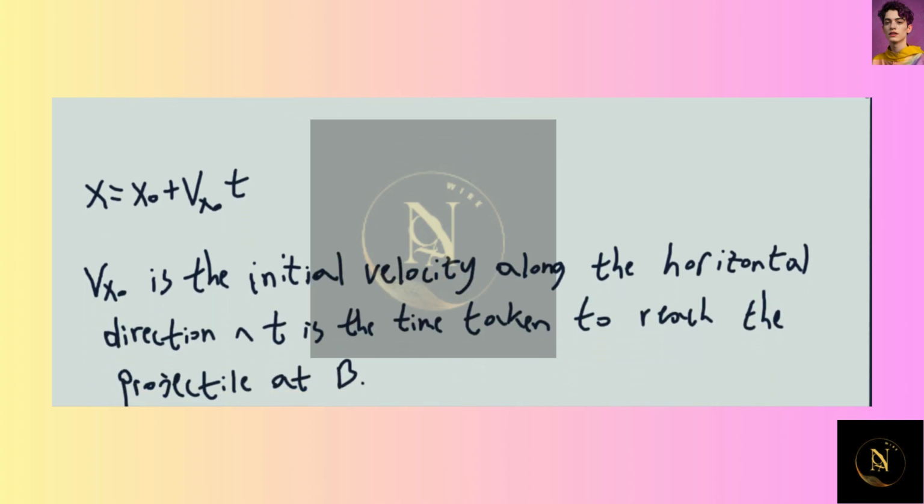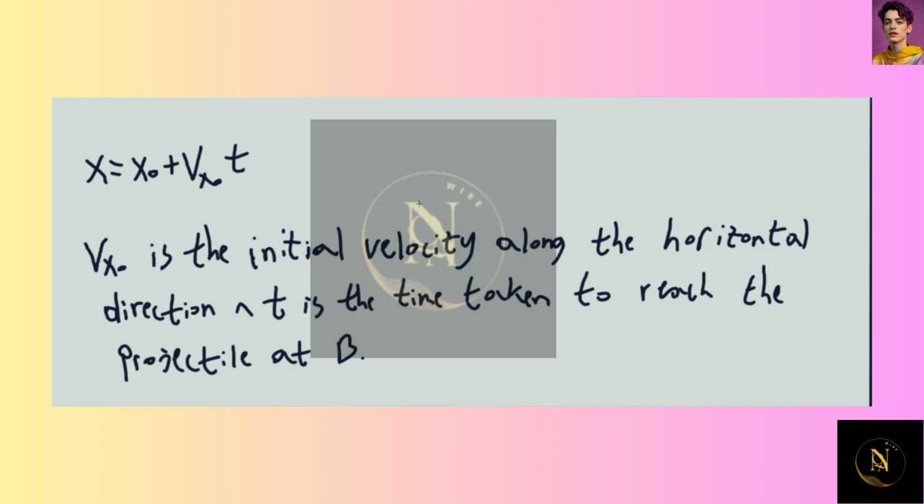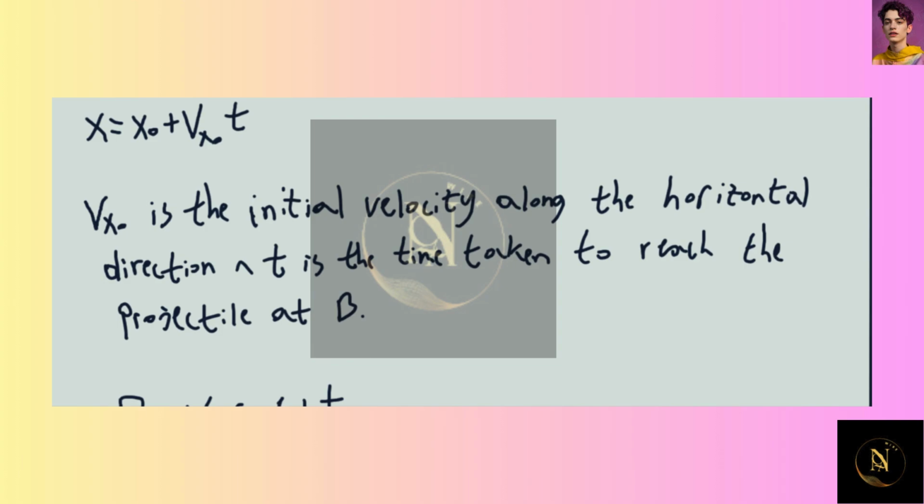So we have x is equal to x naught plus v sub x naught times t, where x naught is the initial horizontal displacement, v sub x naught is the initial velocity along the horizontal direction, and t is the time taken to reach the projectile at B.